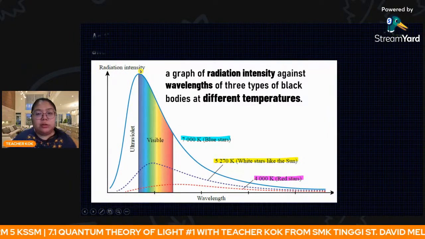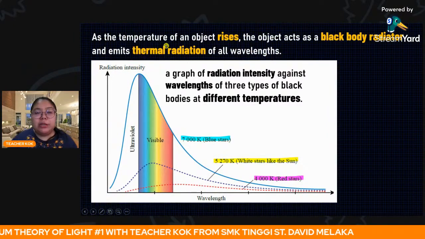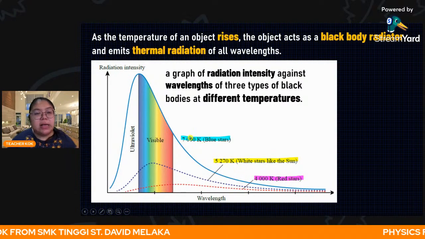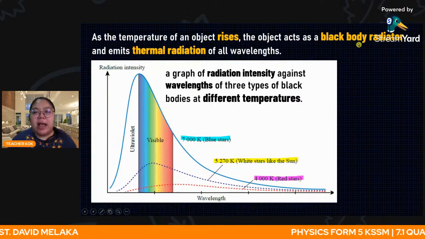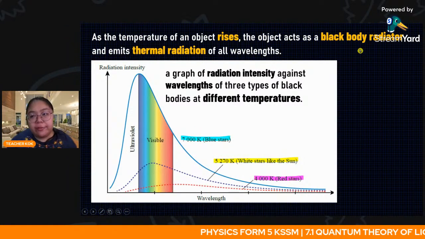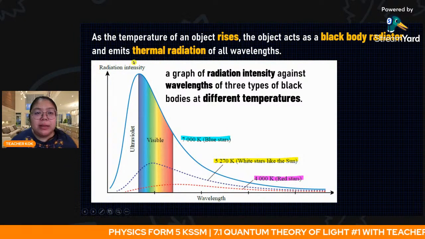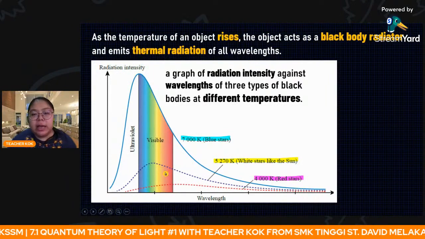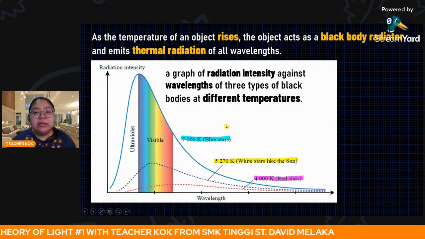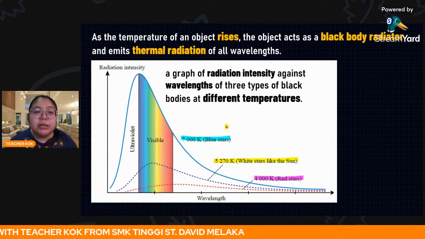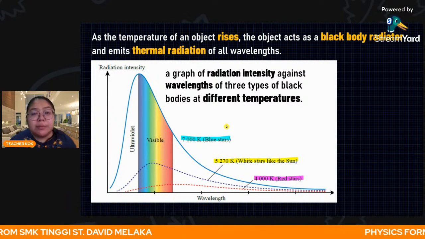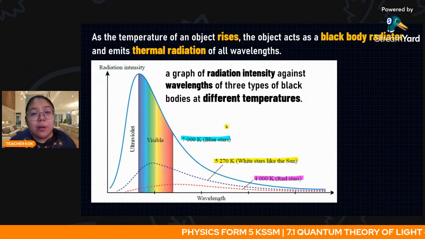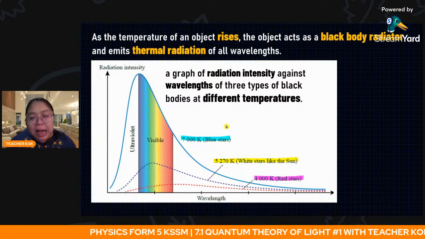So now we continue to the next part. As the temperature of the object rises, so that means 4,000 K, 5,000 K, 7,000 K, the object acts as a black body radiator and emits thermal radiation at all wavelengths. So they don't care what wavelength. As the temperature keeps increasing, they will provide the thermal radiation. How much thermal radiation is produced depends on the color.